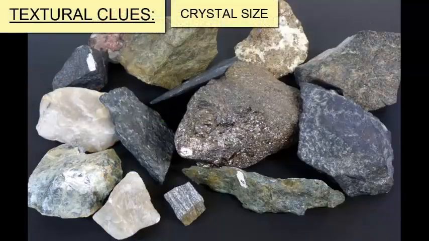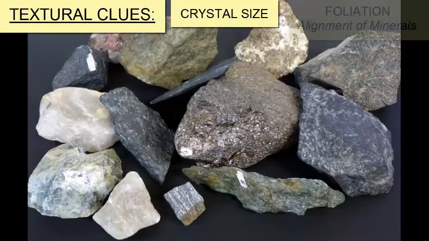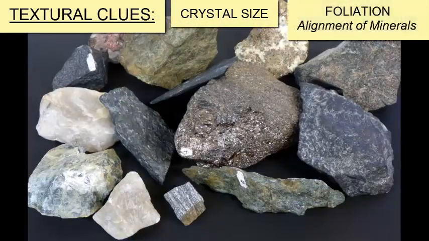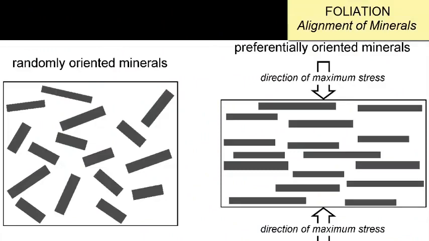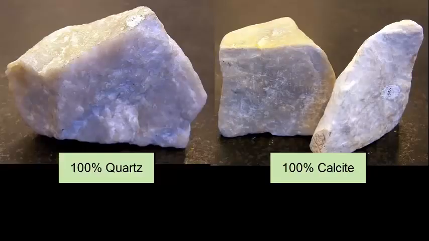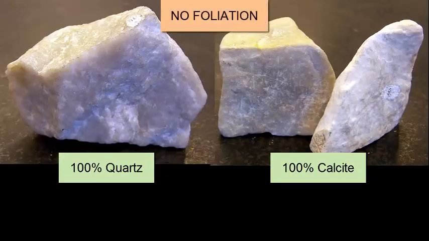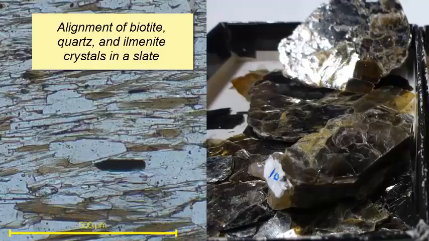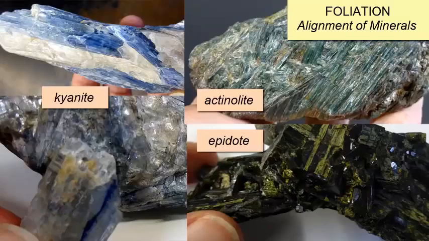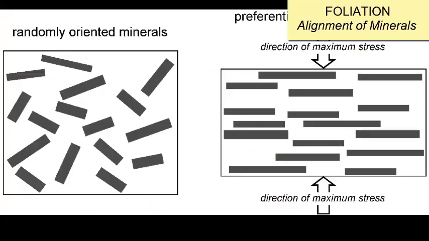In addition to crystal size, another textural clue found in metamorphic rocks is something called foliation, which is the alignment of crystals. Highly foliated rocks display high alignment of crystals within the rock. Calcite and quartz crystals tend to be uniformly shaped, with no long axis, more like rounded balls or pebbles. Micas, with their sheety structure, can be aligned. Similarly, long prismatic crystals like kyanite and actinolite can also be aligned. If we see alignment of these minerals in a rock, we call the rock foliated.